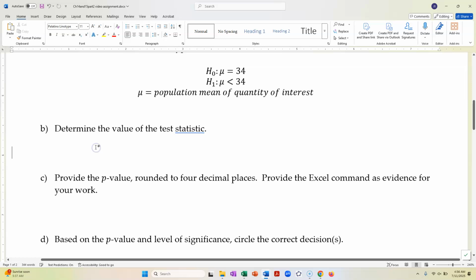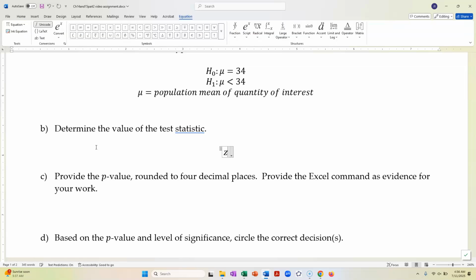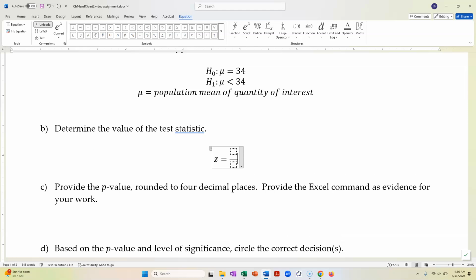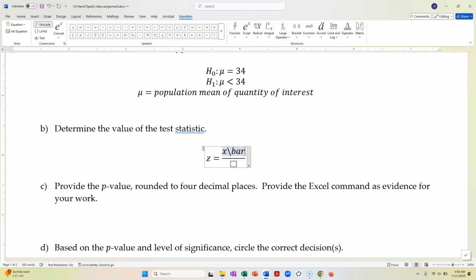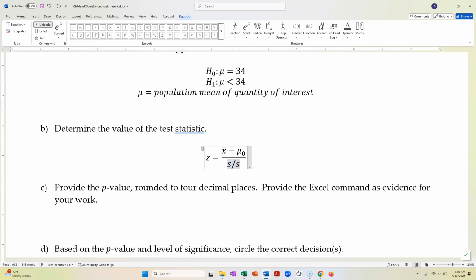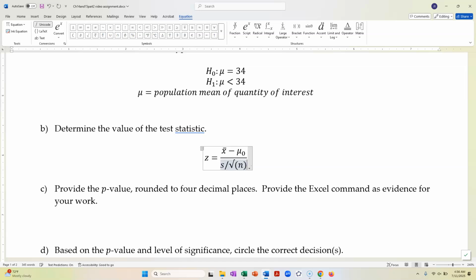Determine the value of the test statistic. Now, the test statistic is a z test statistic, so we're doing a z test. Typically the test statistic is named after the type of test we're doing. So z here, fraction, numerator is x bar minus mu, and then I should actually do mu sub 0. Okay, I'll explain why in a moment, and then the denominator is s divided by square root of n.